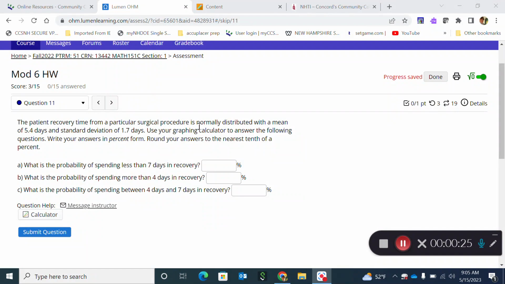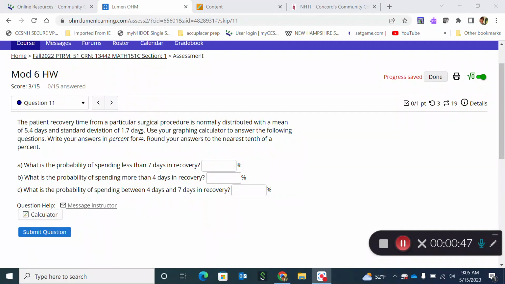So first, in this question, we can see that it talks about patient recovery time and it's normally distributed. So that phrase is very important to know that it's time to use the normal distribution. The mean of 5.4 and standard deviation of 1.7. So this tells us we're not using the standard normal, which would have a mean of 0 and a standard deviation of 1. So we are going to use our graphing calculator to answer this question.